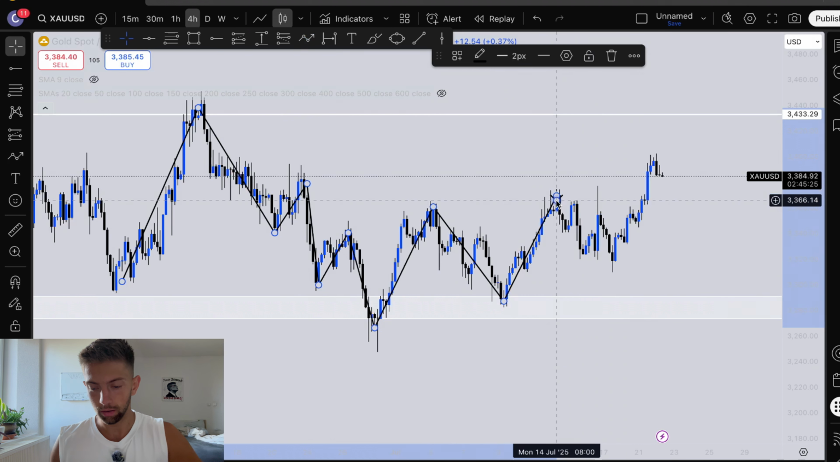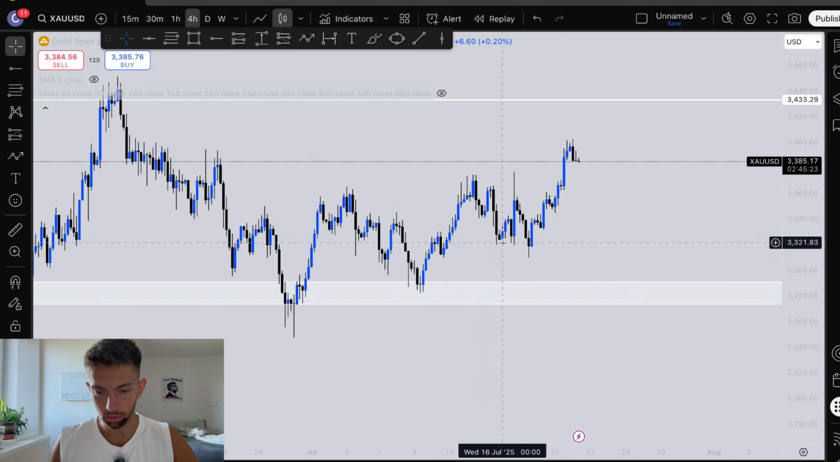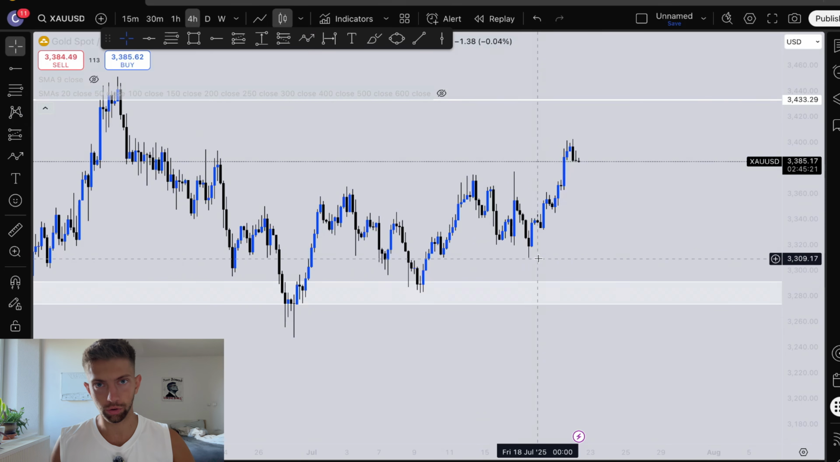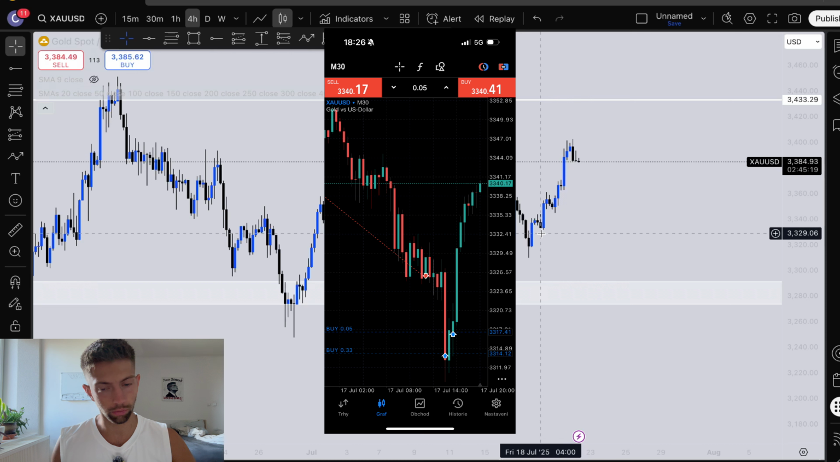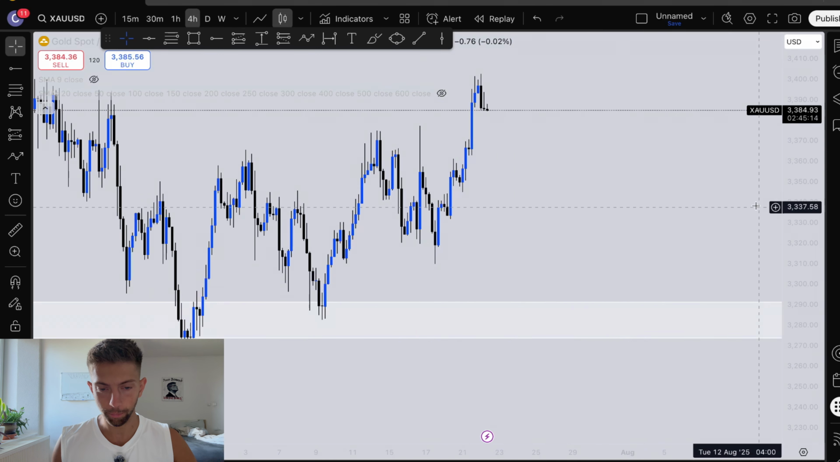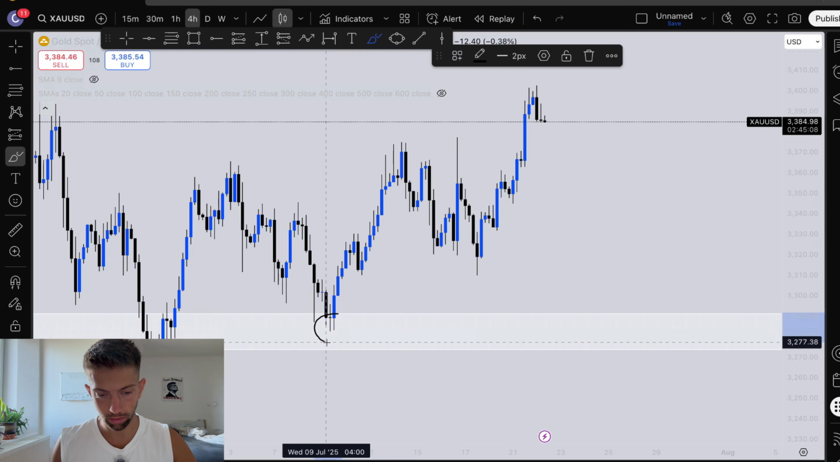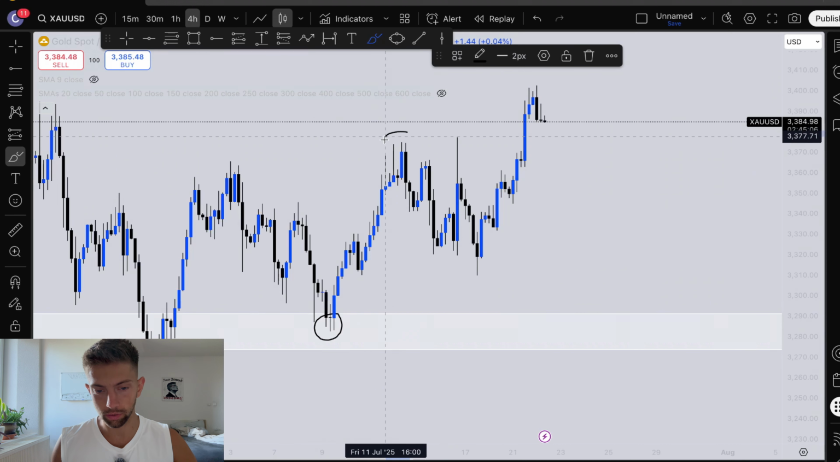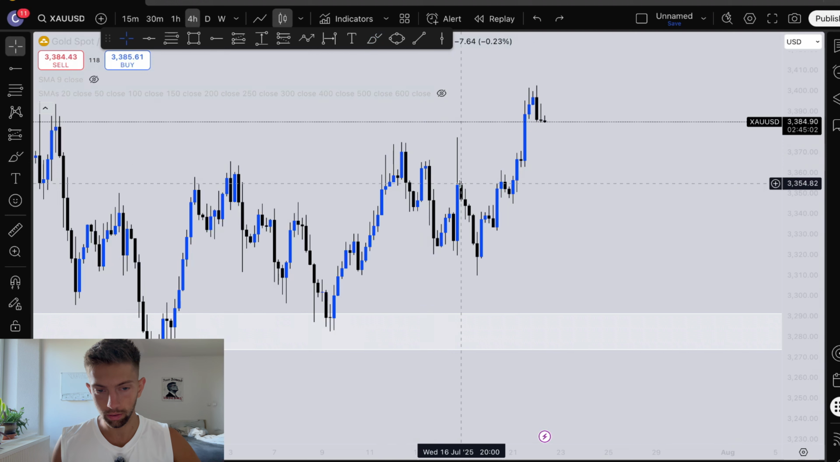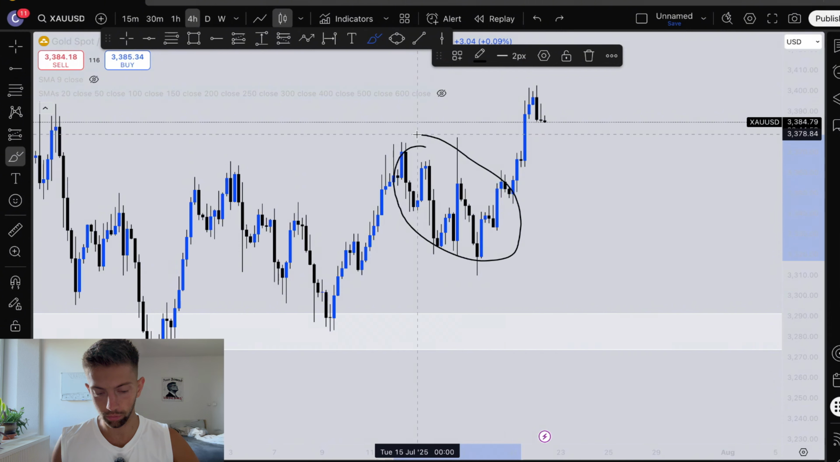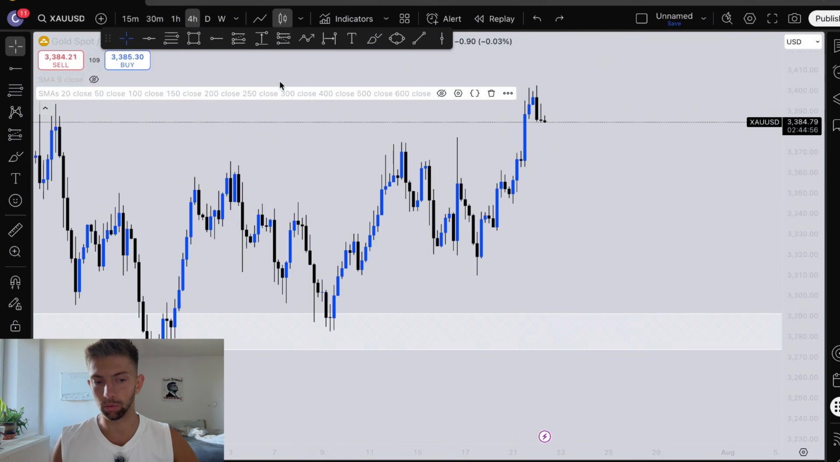So the trade I took was here. I'm going to show you guys some screens where I took the trade. I knew at that time this was my internal higher low, and this was my internal higher high. So I know all of this is just a pullback, and I want to buy.